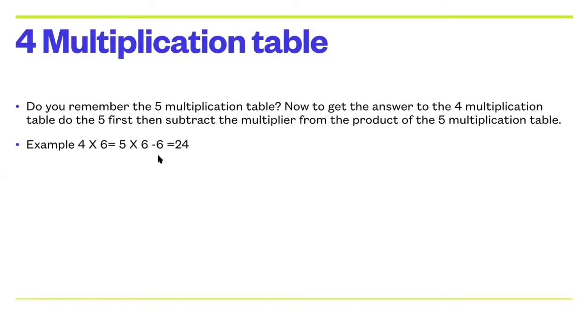The 4 multiplication table. Do you remember the 5 multiplication table? Now, to get the answer to the 4 multiplication table, do the 5 first. Then subtract the multiplier from the product of the 5 multiplication table to get the answer to your 4 multiplication table. Example, 4 times 6 is equal to 5 times 6 minus 6, which is 24. And when you check it, it's right. 4 times 6 is truly 24.